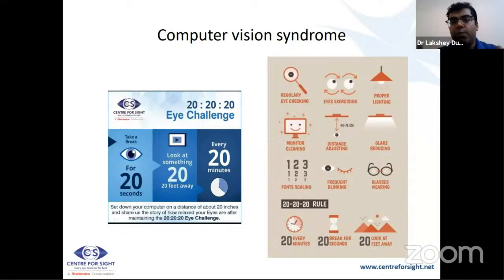Other measures are having proper lighting in the room, doing eye exercises, rotating your eyes in different directions, morning and evening, taking steps for glare reduction, which can be Blu-ray or anti-glare glasses or matte finish screen guards, distance adjustment, which is 18 to 24 inches from the screen, not forgetting to blink the eyes, getting your prescription checked. These are the few steps.